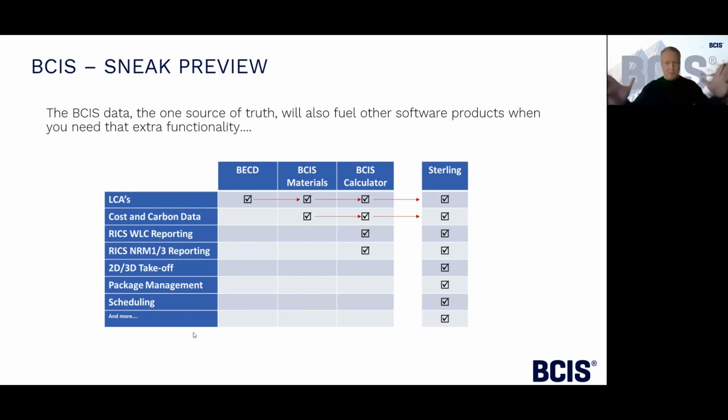So this is a very simple matrix that shows some of the functions. If you want whole life carbon reporting and NRM3 reporting, then you can use the BCIS calculator. But if you want more functionality, then the likes of Sterling, and again we'll be having a separate webinar with Sterling hopefully in a couple of months' time, shows how the BCIS data links over to Sterling, and you can do 2D, 3D takeoff and package management and all sorts of other things that obviously a BCIS calculator isn't designed to do.